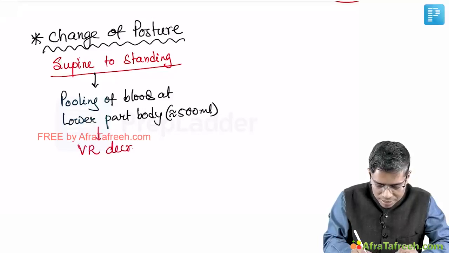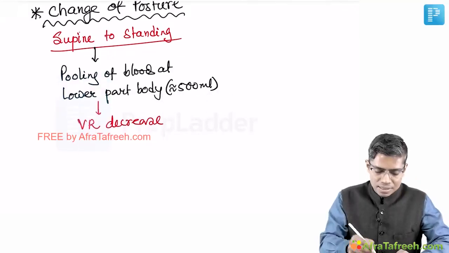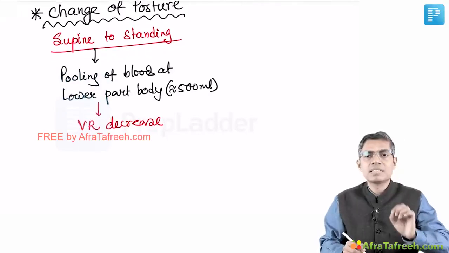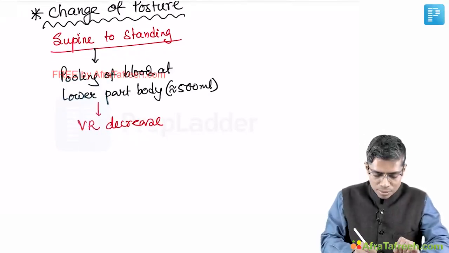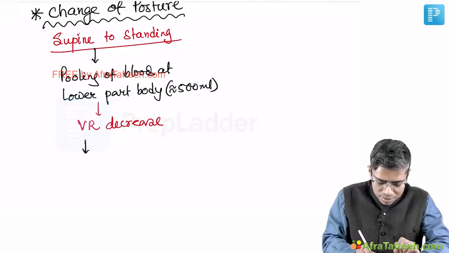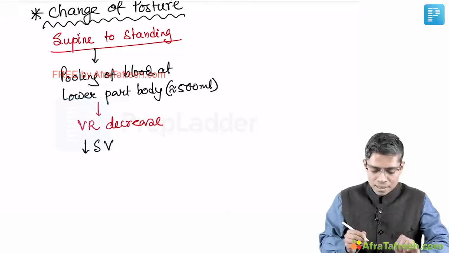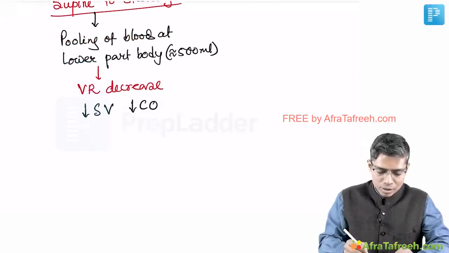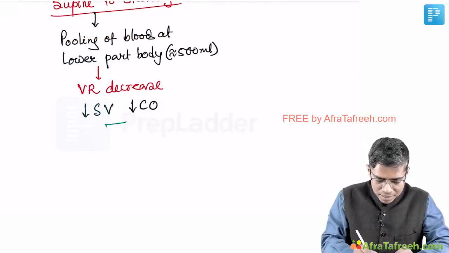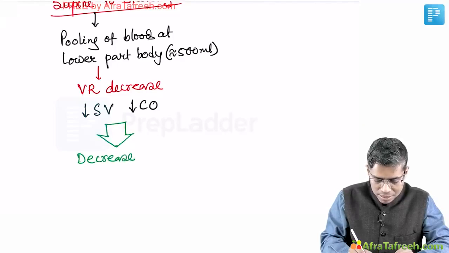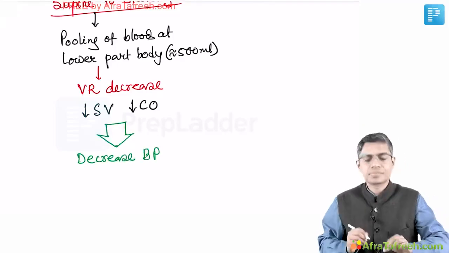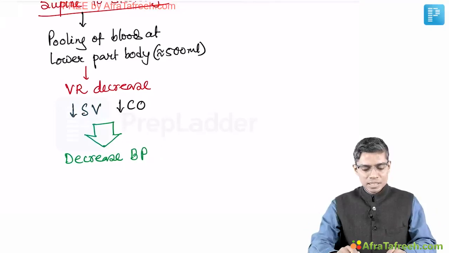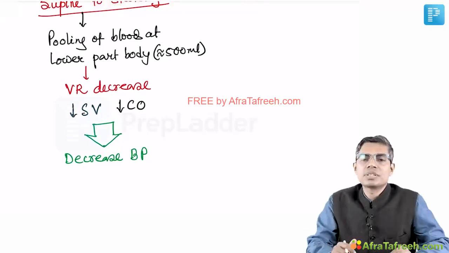Venous return decreases. Decrease in venous return means, we all know that venous return is a determinant of preload or end diastolic volume. So end diastolic volume decrease means there will be decrease in stroke volume. Decrease in stroke volume means there will be decrease in cardiac output. Decrease in cardiac output means the net result is that there will be decrease in blood pressure, right? So whenever you are changing posture from supine to standing, your blood pressure is decreased.